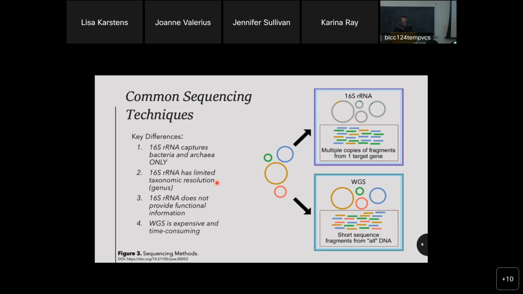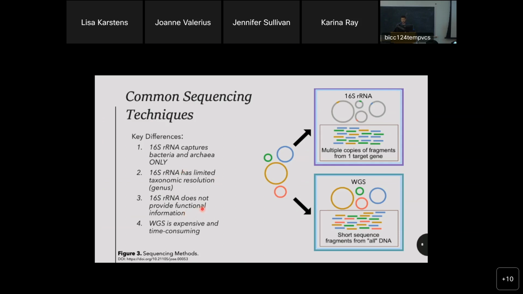16S RNA sequencing also has limited taxonomic resolution, and we can really only assign taxonomy reliably down to the genus level, whereas for WGS, we can assign taxonomy to sequences down to the species or even strain level if desired. Third, 16S RNA does not provide functional information, and this is because 16S RNA sequencing is only capable of profiling the taxonomic composition and does not give any information about the metagenome composition.